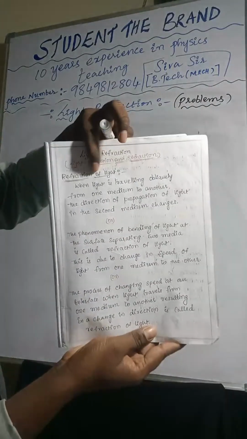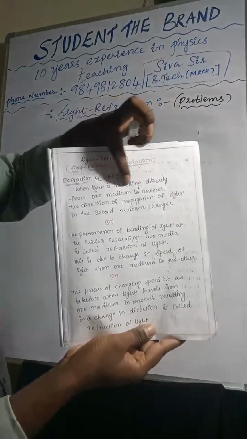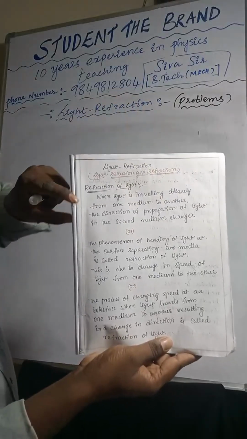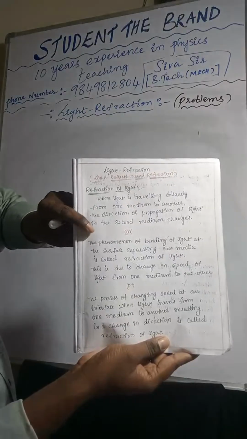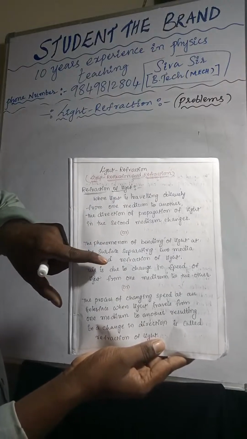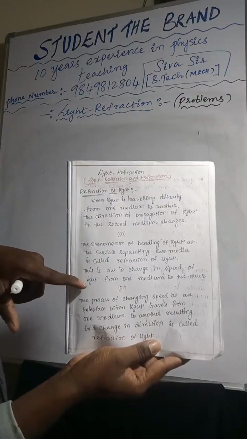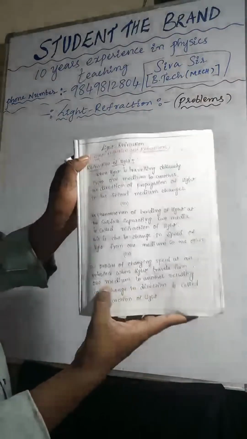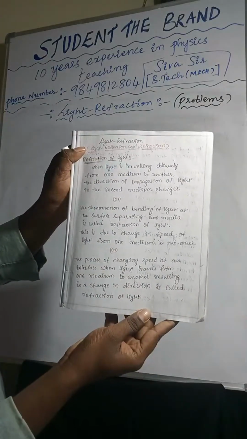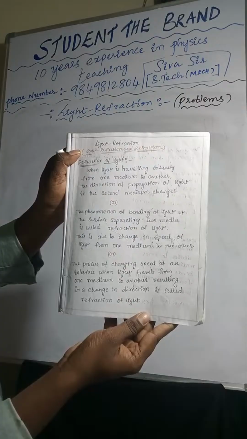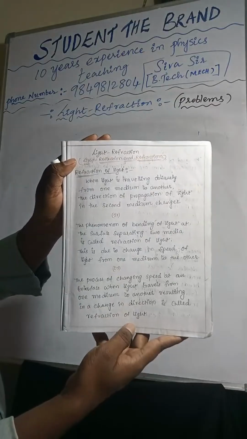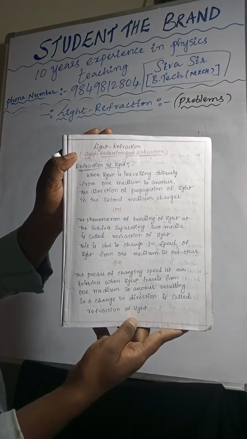The refraction of light: when light is traveling obliquely from one medium to another medium, the direction of the propagation of light in the second medium changes. That is definition 1. Definition 2: the phenomenon of bending of light at the surface separating two media is called refraction of light. This is due to the change in speed of light from one medium to another. The third definition: the process of changing speed at an interface, when light travels from one medium to another, resulting in a change in direction, is called refraction of light. So, three definitions.